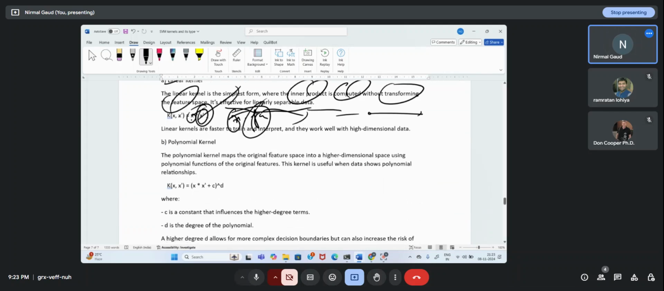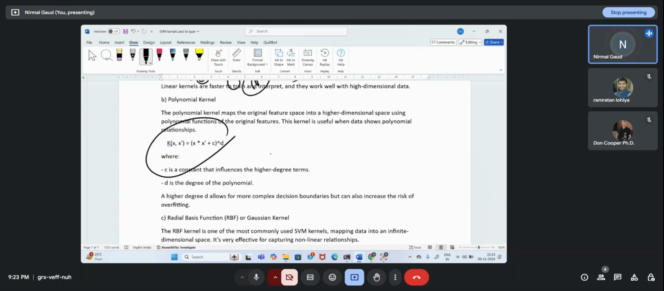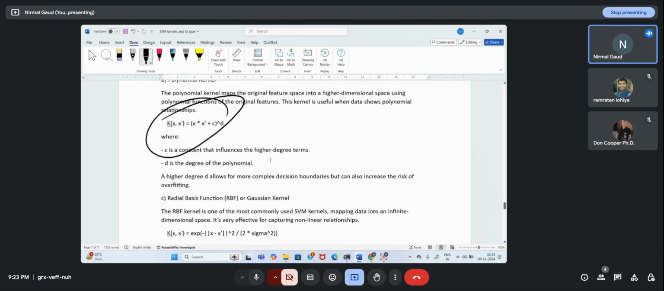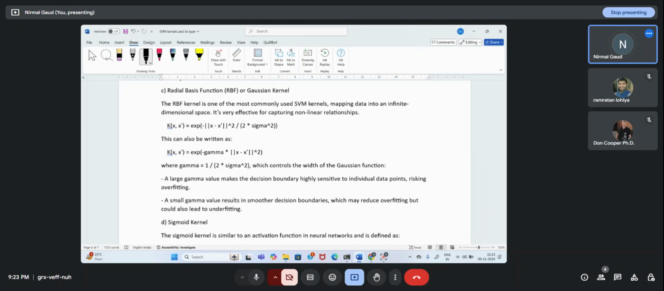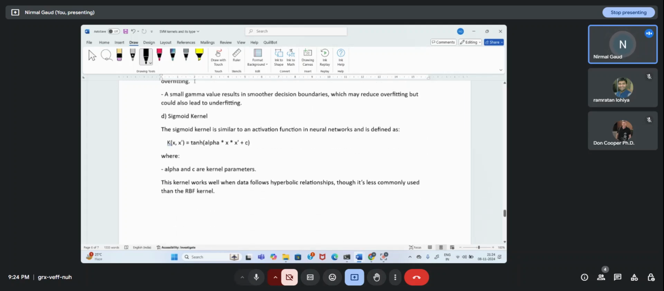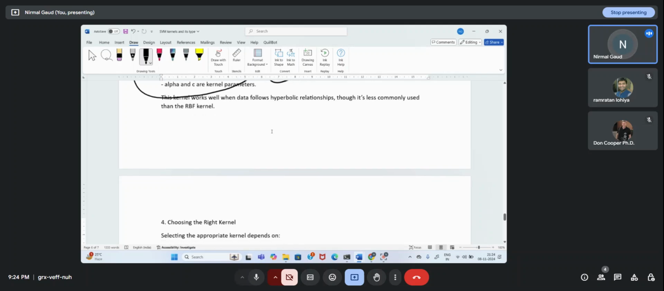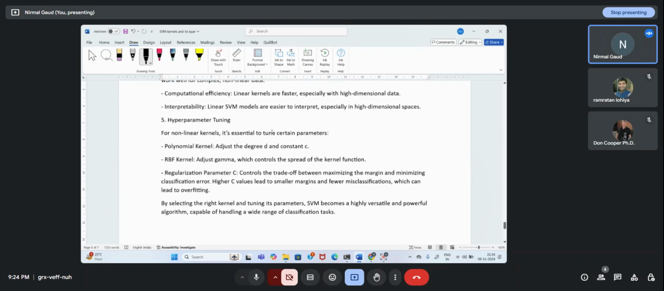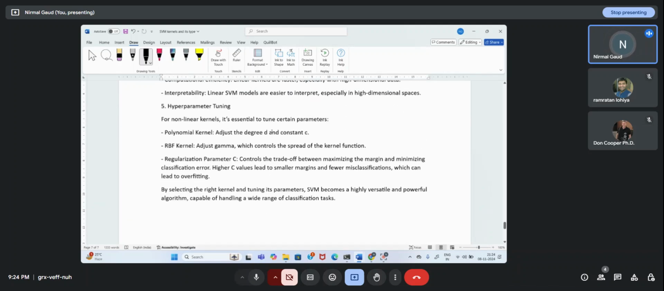We can have a polynomial kernel, to the power d. We can have a radial basis kernel; this is the formula for radial basis. We can have a sigmoid kernel also: tanh of alpha times x dot x dash plus c. So we have these certain types of kernels, and how to choose the kernel I have already told you. The regularization parameter I have explained.